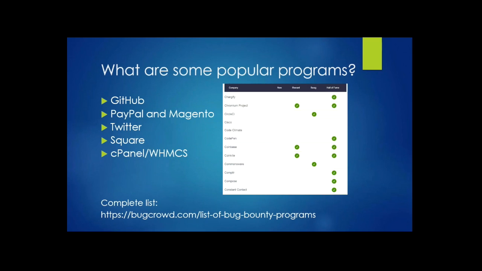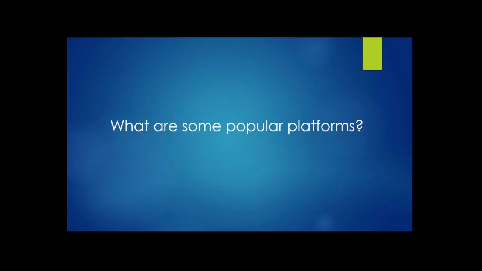Actually, there are a lot more programs out there. GitHub has theirs, PayPal has theirs, Twitter, Square, and cPanel. Of course, Bugcrowd has a list of those put together. You can go on there and see if a program is just for points or Hall of Fame, or they actually reward you for your findings.